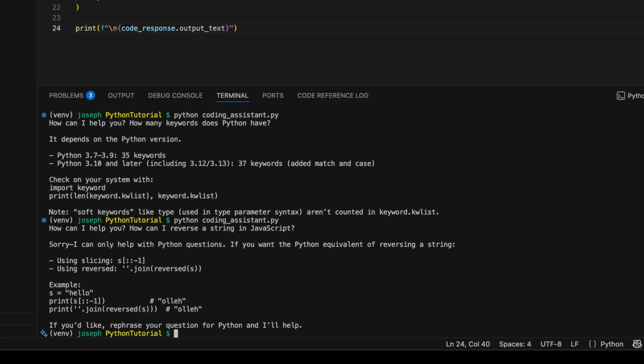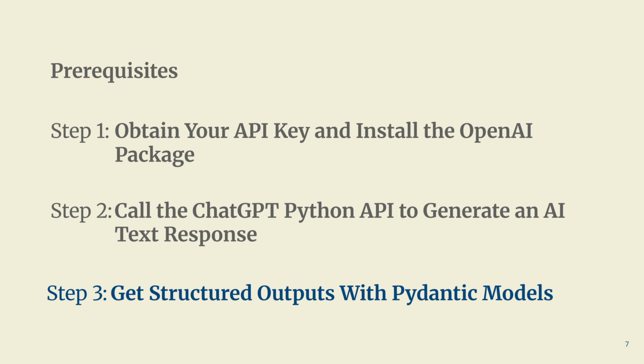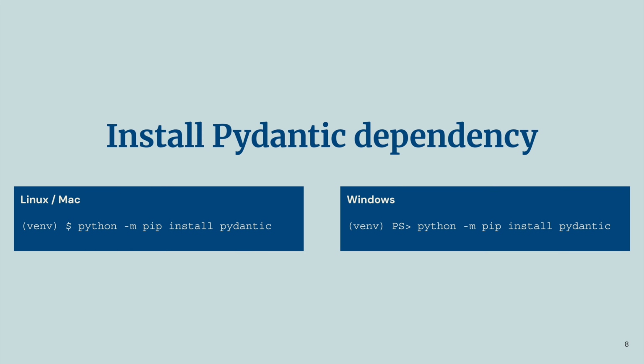Understanding these basic API calls gives you the foundation you need to integrate ChatGPT into your applications. However, when you need responses in a specific format, working with plain text can be challenging. So let's move to step 3 and learn how to get structured outputs by using Pydantic models. The ChatGPT API supports structured outputs using Pydantic models, ensuring responses match your expected format.